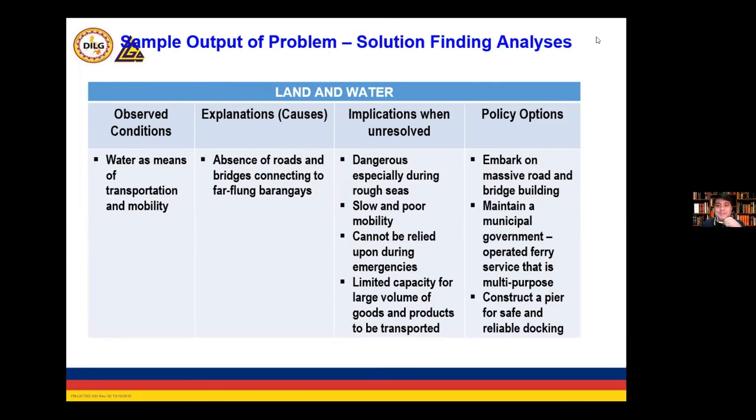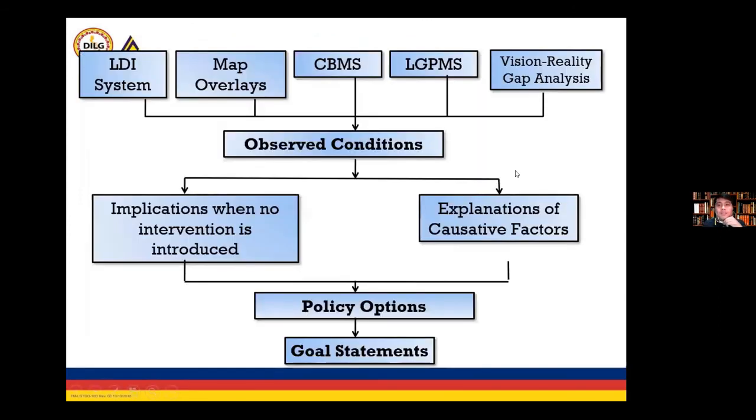Okay, so this is simply a framework, no? How important the availability of data is in identifying the problems, so identifying the observed conditions of our LGU. From our local development indicators, LDIs or RAPIDs, map overlays, CBMS, the LGPMS, which is now the SGLG, Governance Assessment Report, and in the VRG analysis, all of this can be used to identify the current reality, as well as the observed conditions of our LGU.